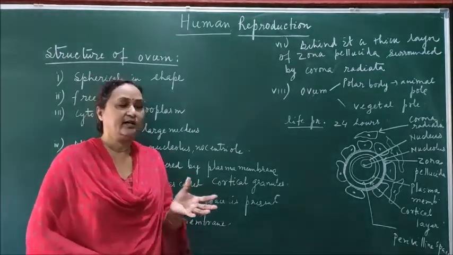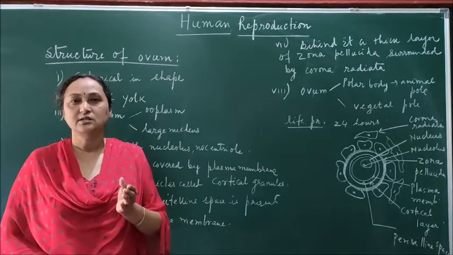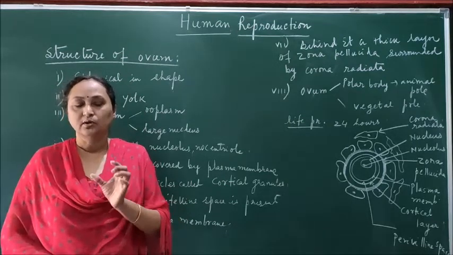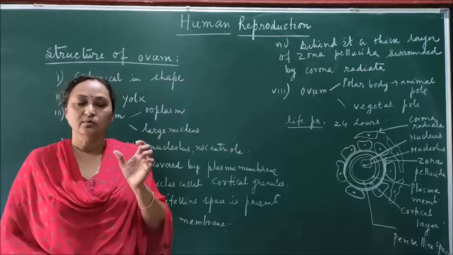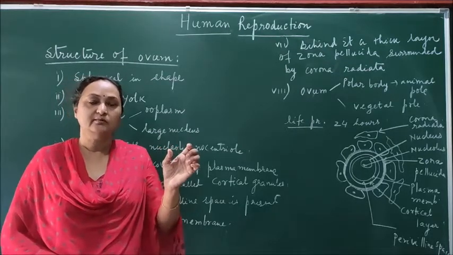So inside the ovary, I have told you there are about 60 to 80,000 follicles, and these follicles are called ovarian follicles. Ovum develops from the ovarian follicle.